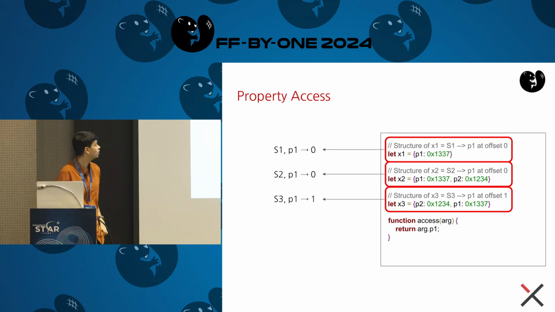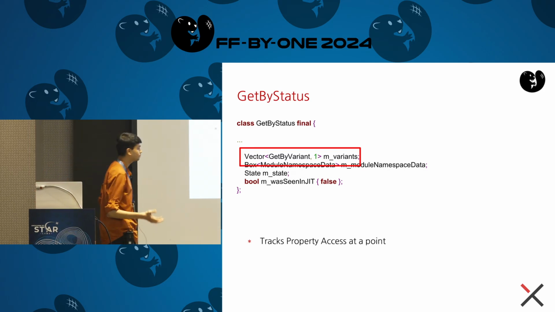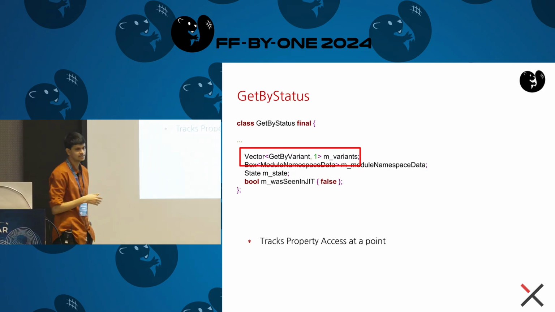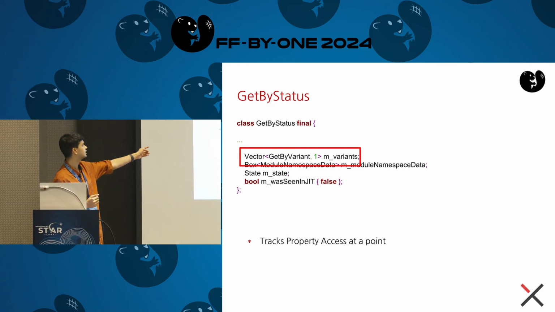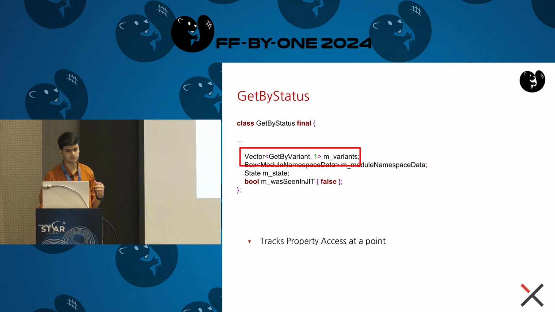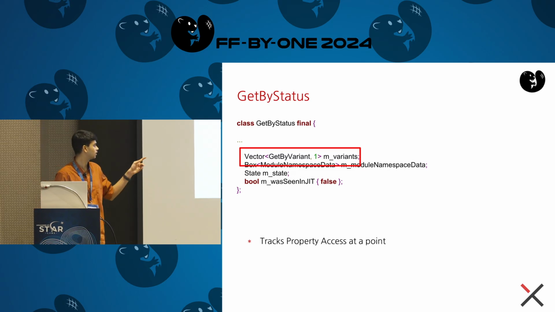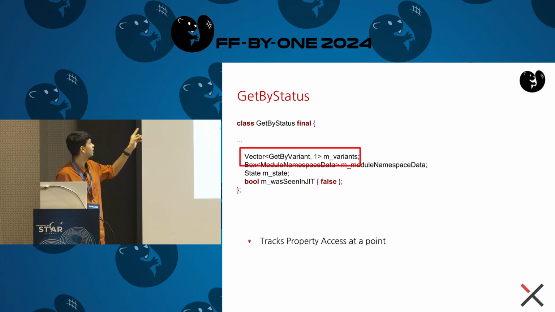Now we know that arg.p1 is going to have an inline cache. The data in that inline cache is represented in JavaScriptCore using a class called GetByStatus. This is again a class, and it is used to track the property access of that property access. Now we can forget about all the other fields. The only field that we care about is this vector. This is a vector of GetByVariant.